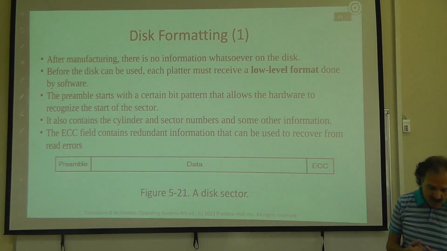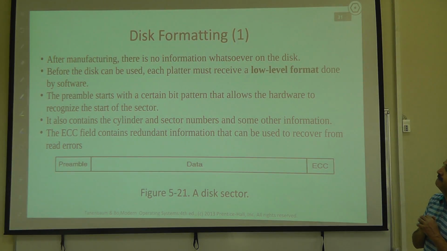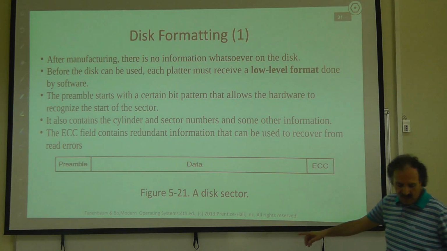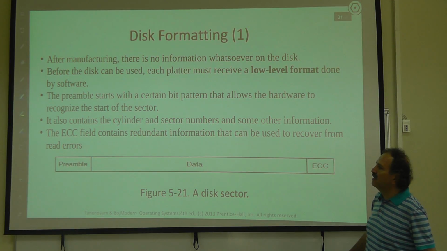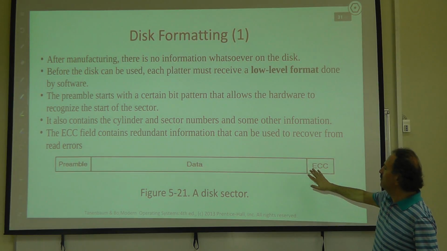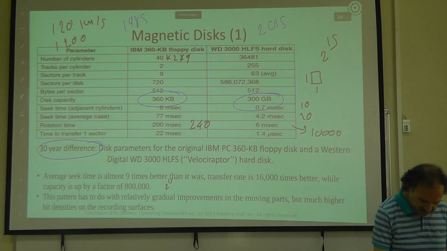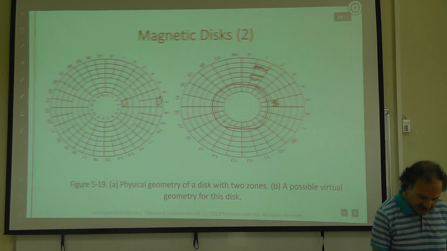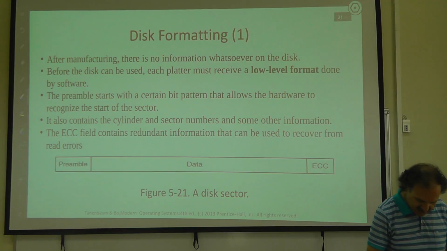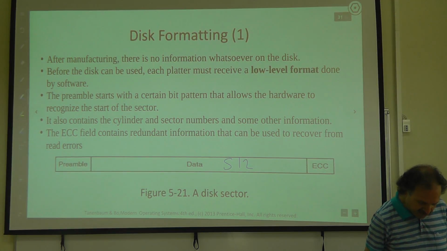Okay, let's talk a little bit about disk formatting. After manufacturing, there is no information whatsoever on the disk, so we need to do some kind of low-level format. When you do the low-level format, you need to structure your sectors. You remember those sectors inside the tracks? Each sector has this kind of information. Sectors per disk, this much, bytes per sector, 512 bytes. So I have 512 bytes here.